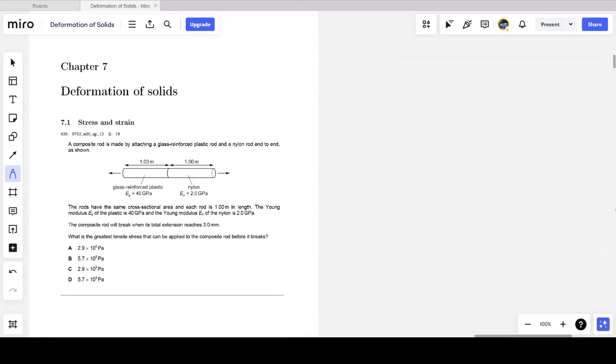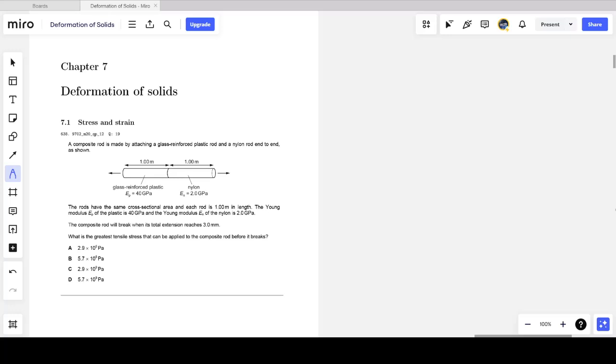So the first question is number 638. It comes from the March 2020 exam, question paper 1, variant 2, and it's question 19 from that paper. And we start off straight away with quite a complex one. We're shown a composite rod made by attaching a glass reinforced plastic rod and a nylon rod end to end. The rods have the same cross-sectional area, and each rod is 1 meter in length.